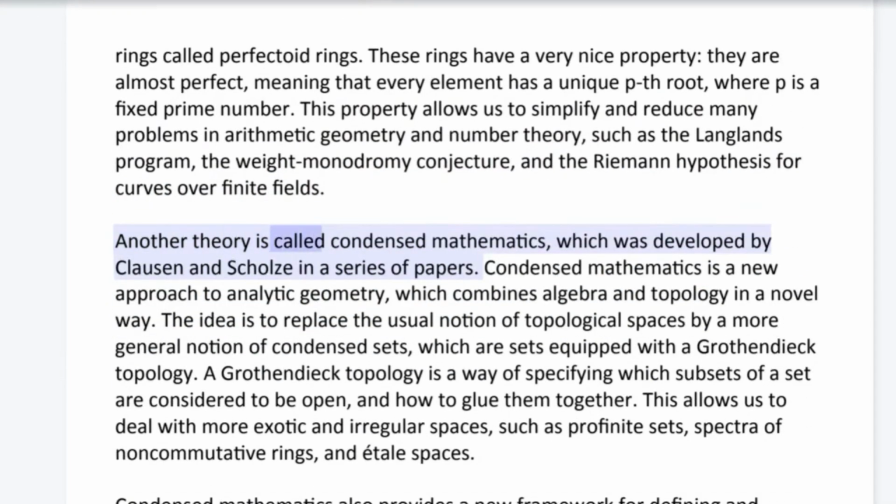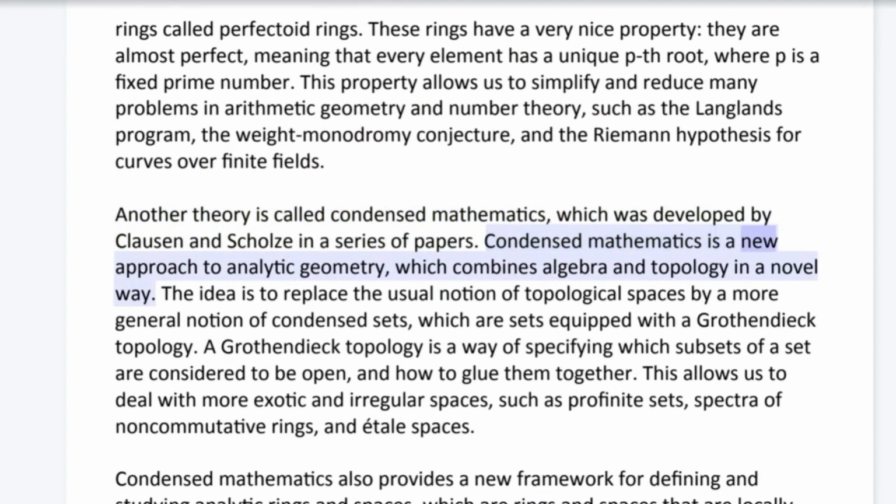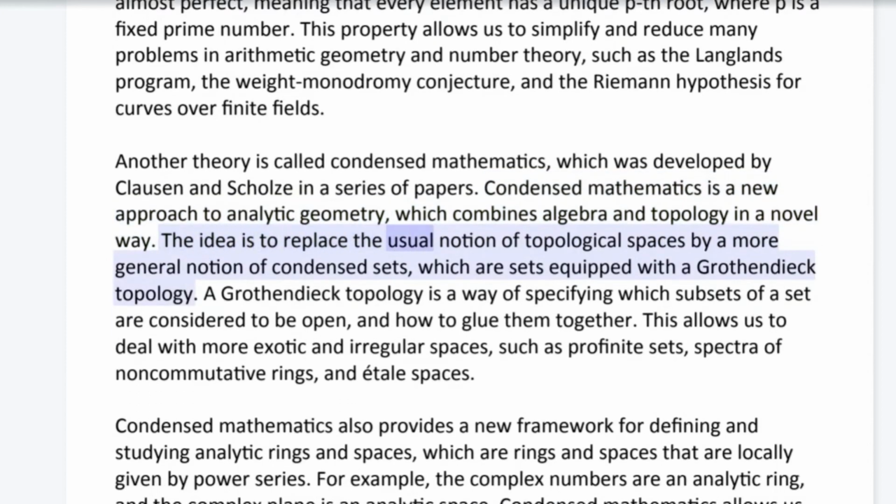Another theory is called condensed mathematics, which was developed by Clausen and Scholze in a series of papers. Condensed mathematics is a new approach to analytic geometry, which combines algebra and topology in a novel way. The idea is to replace the usual notion of topological spaces by a more general notion of condensed sets, which are sets equipped with a Grothendieck topology.